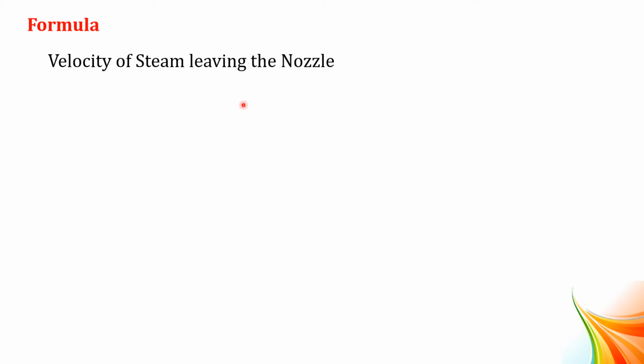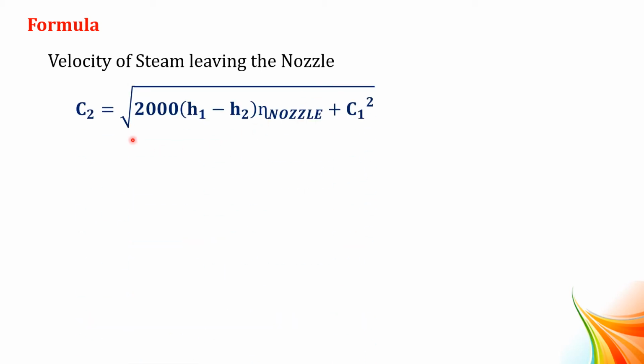Before going to solve the problem, we have to know the formula for finding the velocity of steam leaving the nozzle. C2 equal to square root of 2000 into (H1 minus H2) into eta nozzle plus C1 square. Here H1 and H2 values are specific enthalpy of steam at the inlet and exit of the nozzle respectively, and eta nozzle is the nozzle efficiency. Eta nozzle is defined as the ratio between actual enthalpy drop to isentropic enthalpy drop.